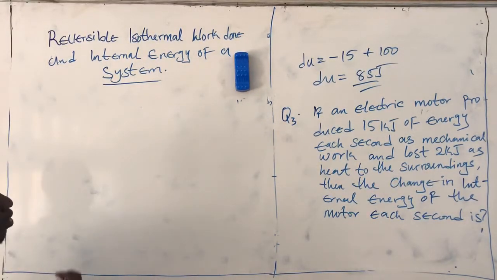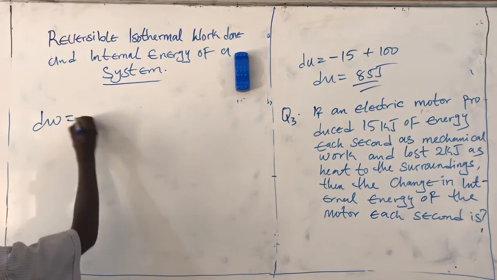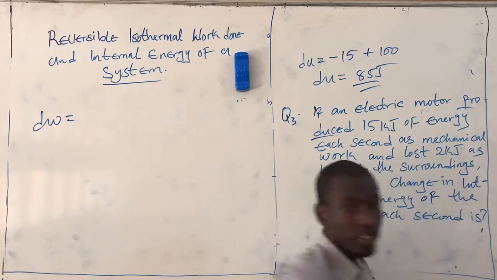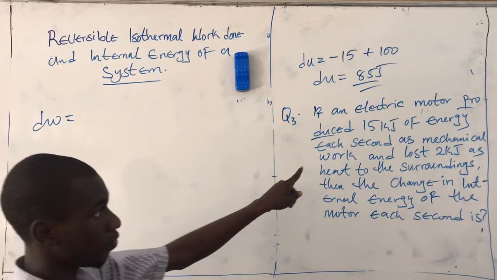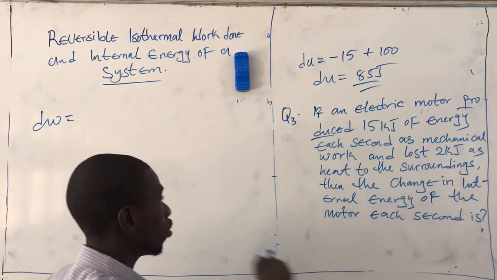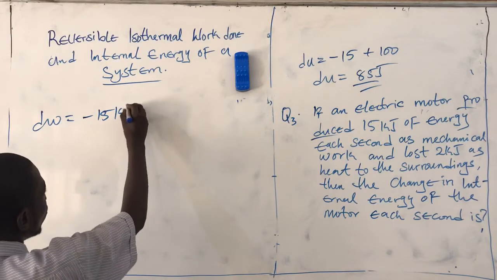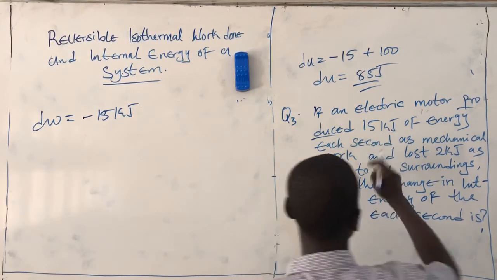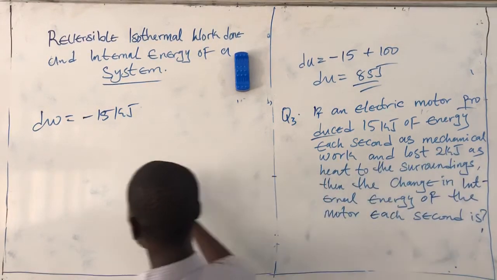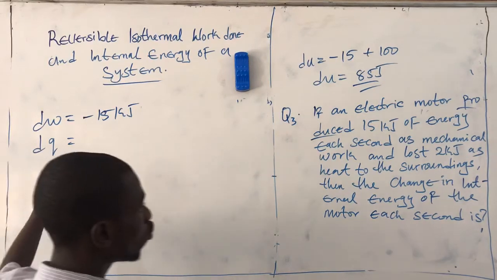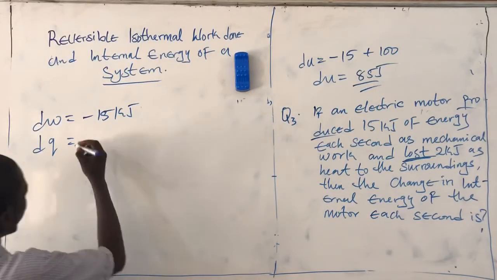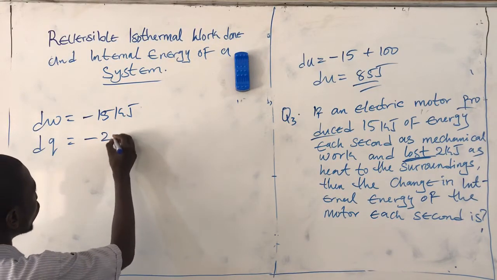First, let's write out our parameters. Our work, dW, is equal to, it produces 15 kilojoules as mechanical work. By produced, we mean it is given out. Therefore, our work done is negative because it is not an intake of work, but a production, meaning it is given out. So our dW is minus 15 kilojoules. That means it is losing 15 kilojoules each second as mechanical work and further loses 2 kilojoules as heat. Therefore, our dQ, it is clearly stated that it is a loss. It lost 2 kilojoules as heat. Therefore, our dQ is minus 2 kilojoules.